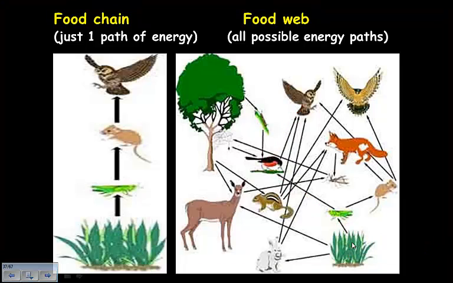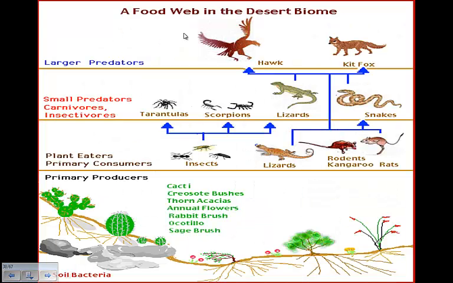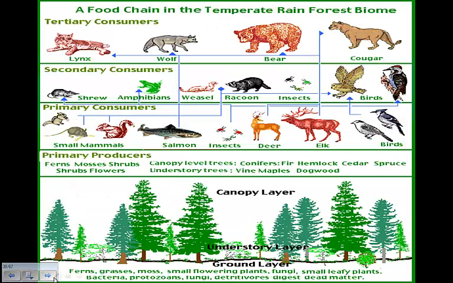Amazing stuff. I know, you can hardly contain yourself. It's so exciting. All right, here's an example of a food web in the desert biome. Less than 10 inches of rainfall per year. Keep that in your head. All right, so here you have the producers that are there, the primary consumers, secondary consumers, and the large predators, the tertiary consumers. Here's one in the temperate rainforest biome.